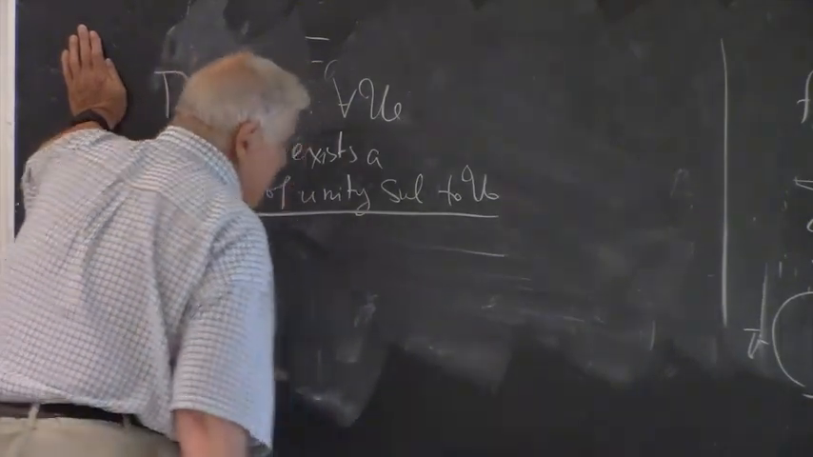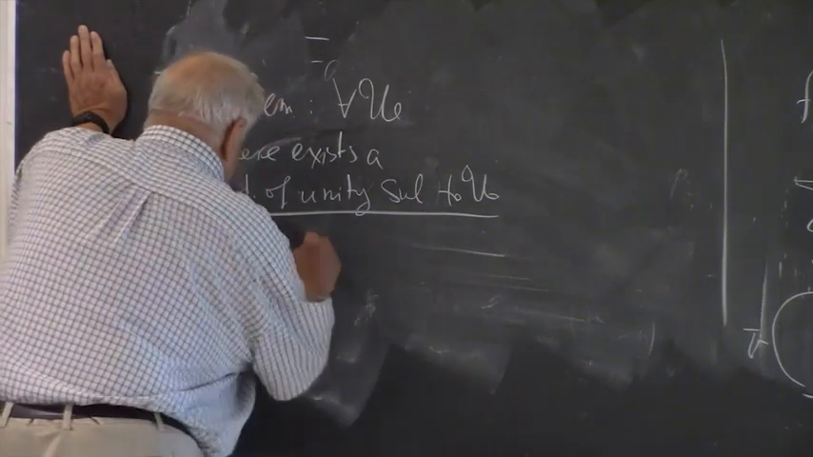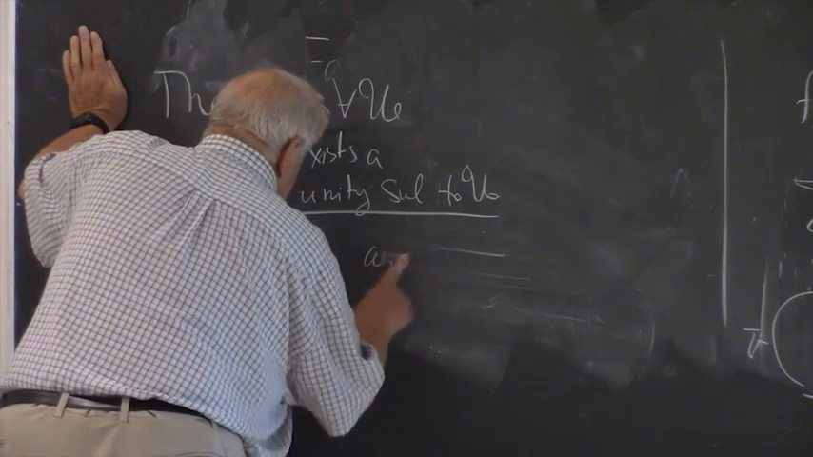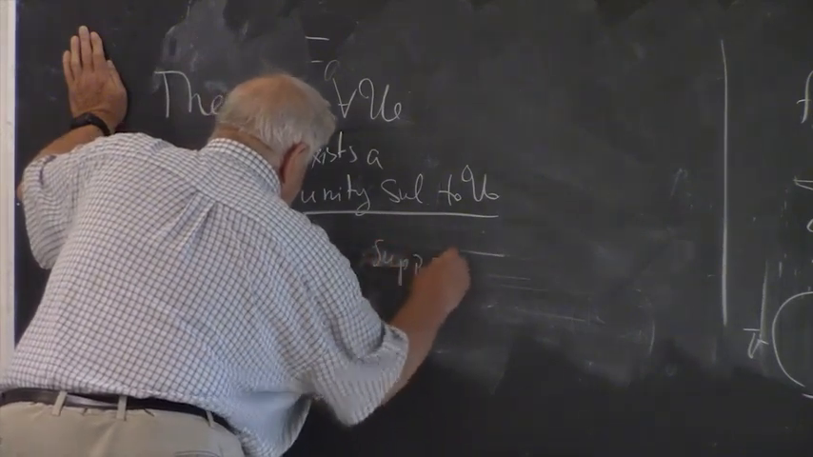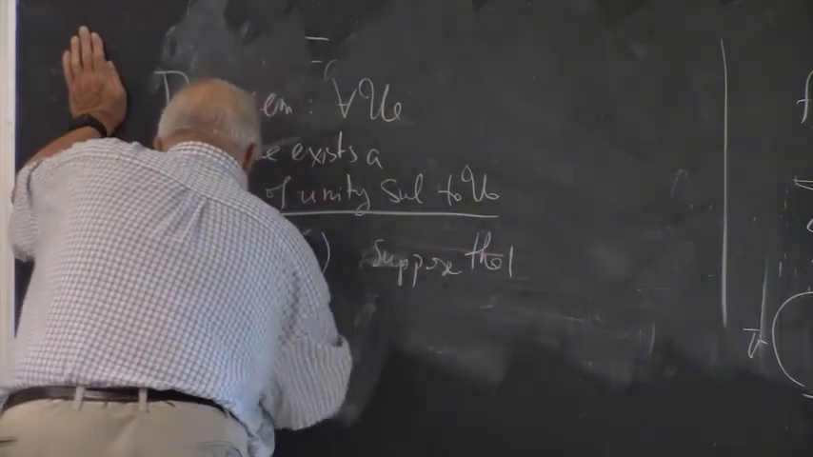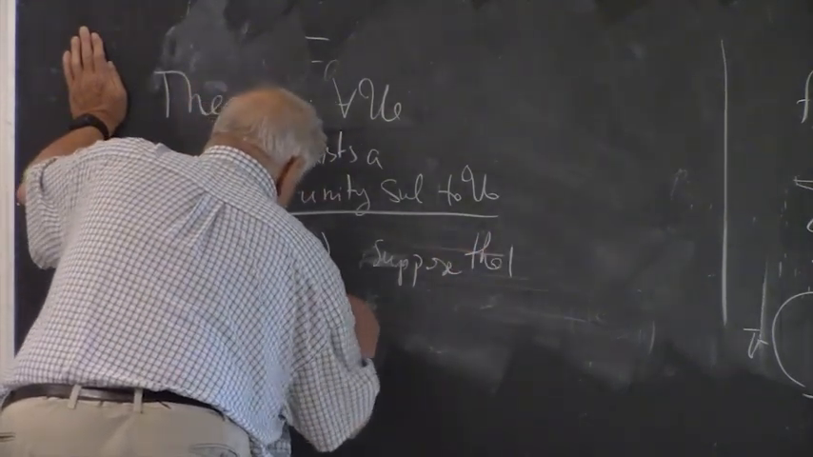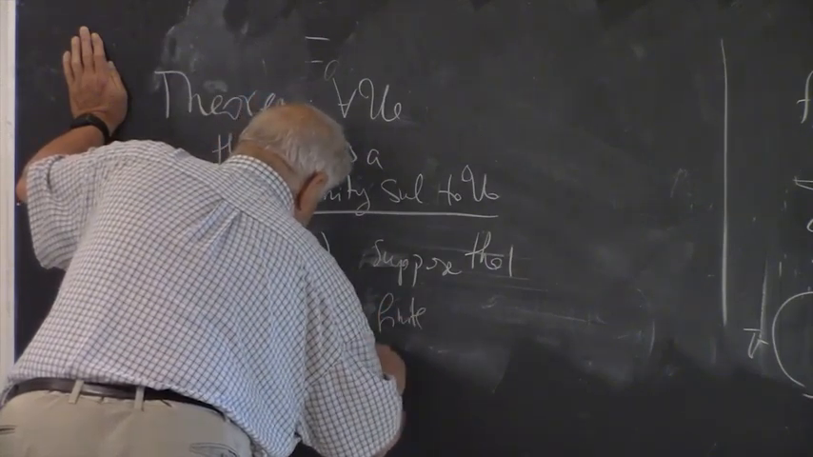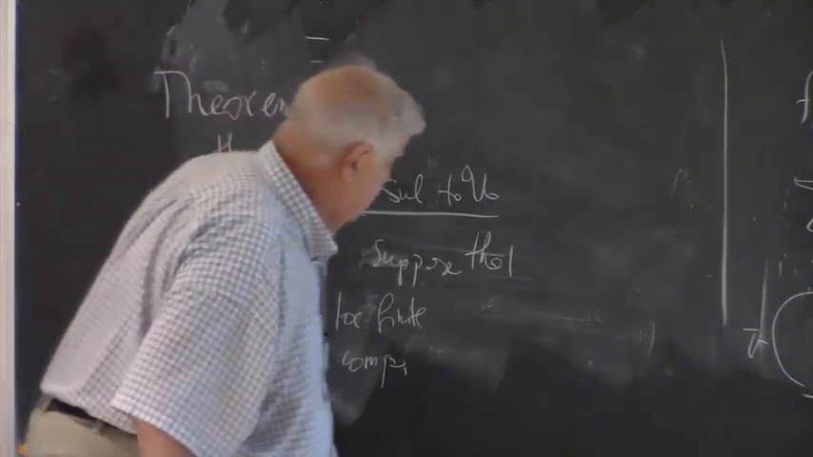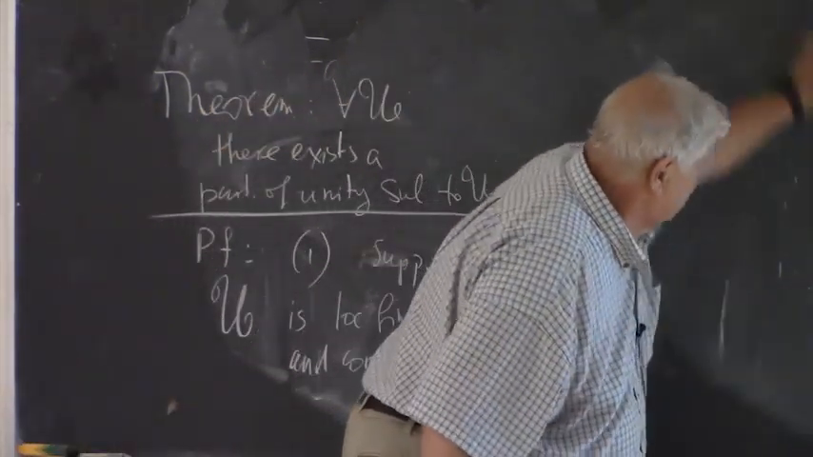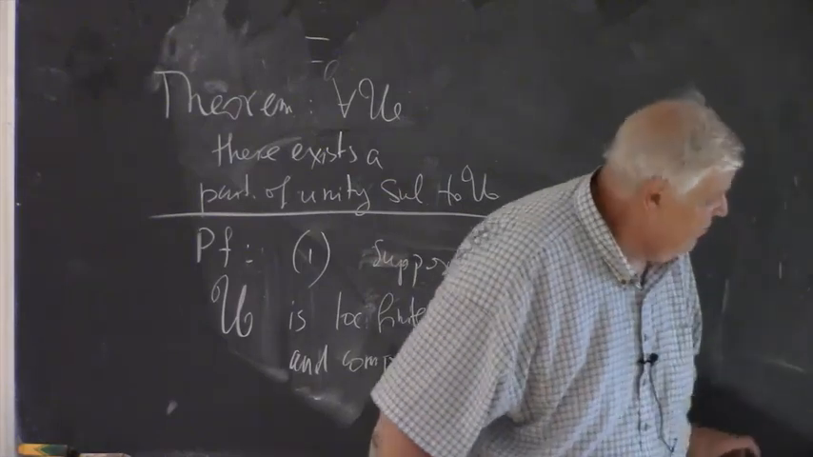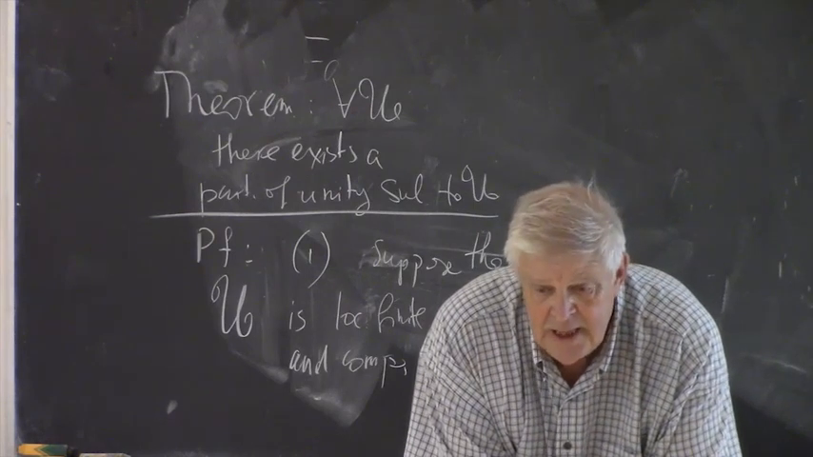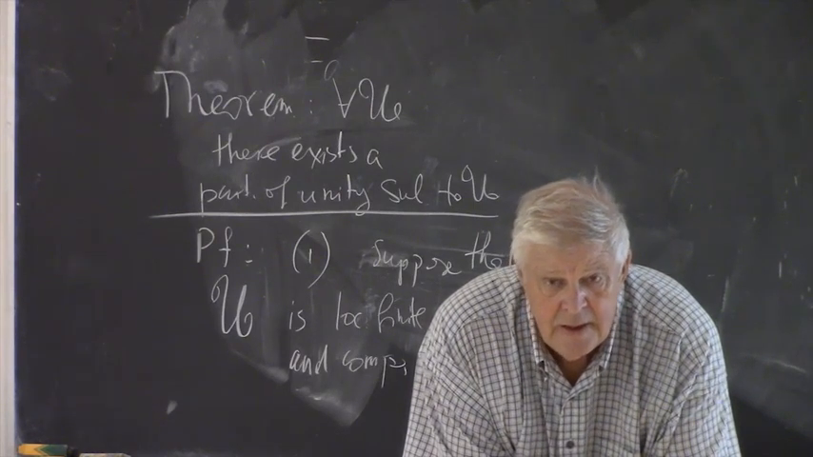So, proof of this. The proof will consist of two parts. First, I suppose that U is locally finite and compact. Locally finite, you remember, we'll discuss this a lot today. Compact, you remember, means every element of this cover, any set U alpha, has compact closure. Okay?